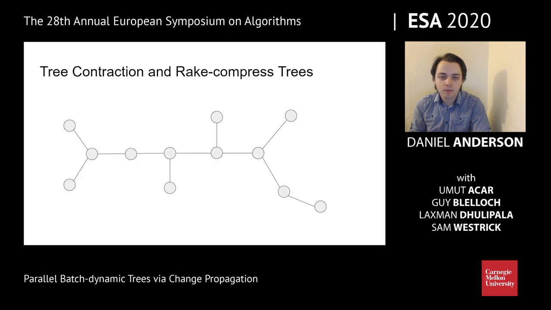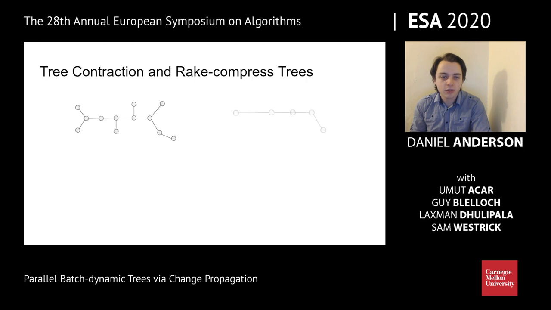As an example of what rake-compress trees could do, we'll first have a look at tree contraction. Here's an example tree, and in each round we'll just delete some independent subset of vertices using rake and compress. So you'll see all the leaves get removed and some vertices of degree 2 get removed. And then we repeat this for several rounds until the tree becomes a singleton. At this point what we have is a sequence of smaller trees.